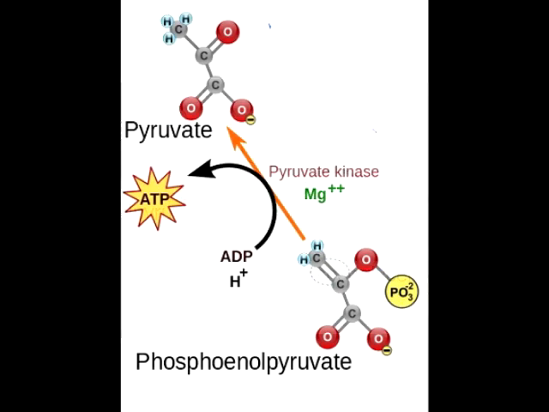And once we have phosphoenolpyruvate, again we have a kinase enzyme, pyruvate kinase, coming in, so it's going to generate another molecule of ATP via the removal of the phosphate group from phosphoenolpyruvate to create pyruvate.